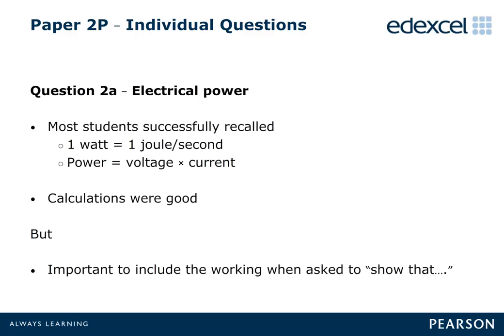Question 2 was about electrical power and household circuits. The multiple choice question was done well by the majority of students. A common error was to pick the volt definition joule per coulomb instead of the correct joule per second. Most students showed that they can recall equations and calculate with confidence.